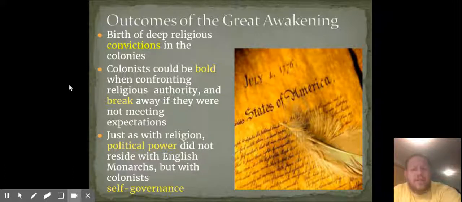And breaking away. So political power, he said, doesn't really reside with the English church or English monarchs, but with the colonists. So it's kind of their way of being self-governing in a way. And so this Great Awakening, this era of religious revival, is kind of an example of how the colonists are becoming more their own and less English in a way.